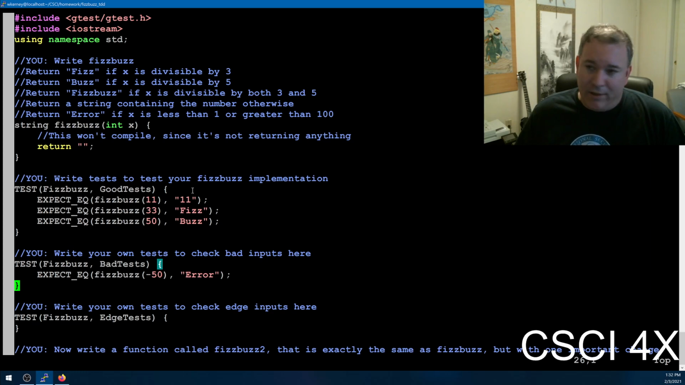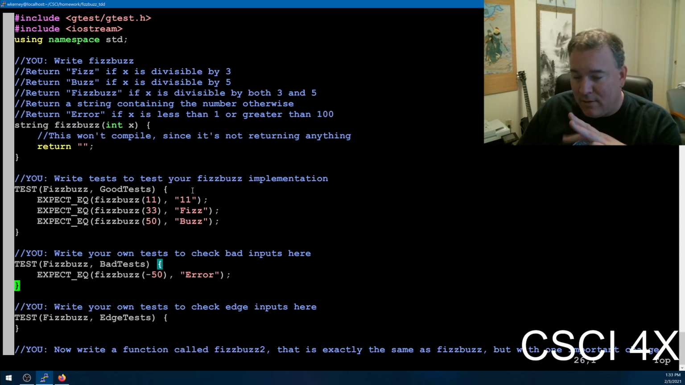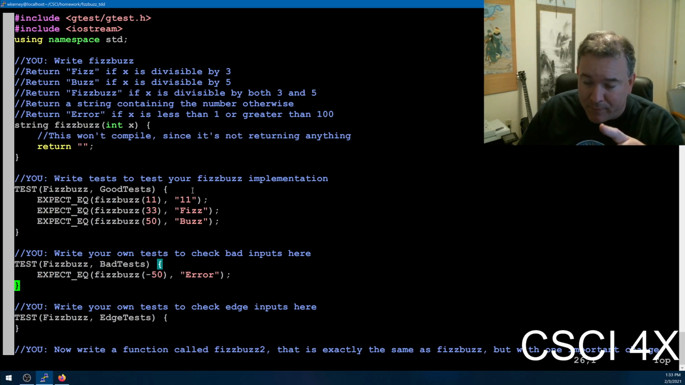And then edge cases are when they're on the boundaries. So edge cases to test would be 0, 1, 99, 100, 101, and make sure that all the edge cases are actually behaving properly as well. Okay, so you're going to have to write, I think, like 5 test cases in each of these scenarios.